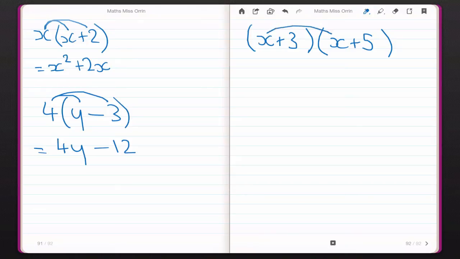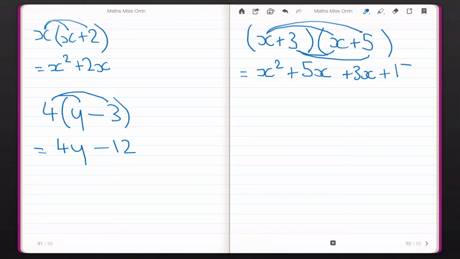So let's start with the top one. We're going to multiply x by x and 5. So x times x is x squared. X times 5 is 5x. Now we've got to do the same thing with the 3. So we're going to do this by both parts of the other bracket. 3 times x, 3x. 3 times 5, 15.